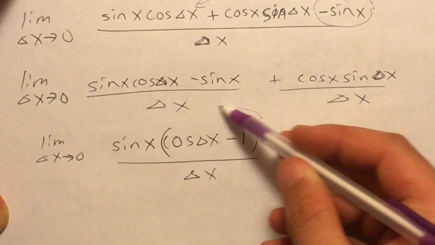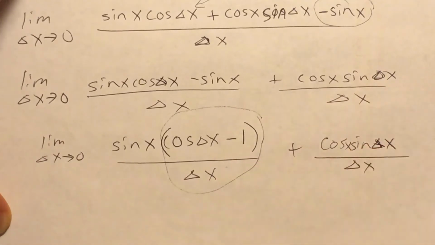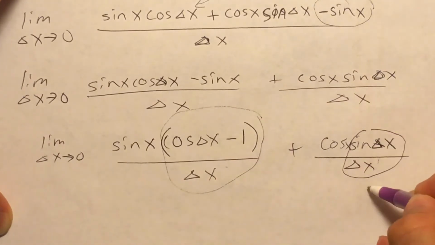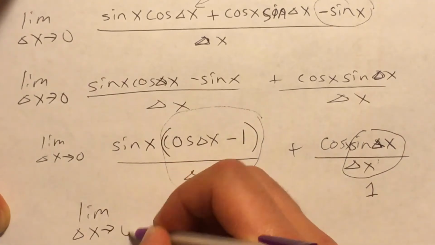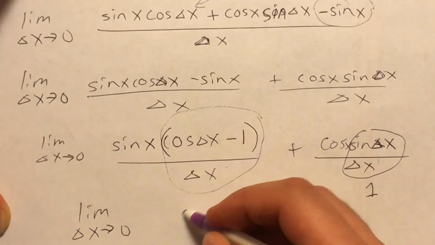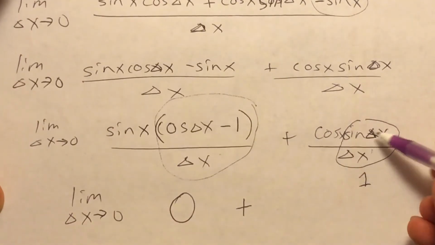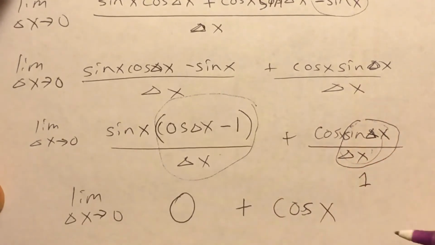Okay, so now you see this is equal to 0, and then right here this sine of delta x over delta x is equal to 1. So if we simplify further, we get sine of x times 0, which is 0, and then plus cosine of x times 1, which is cosine of x. So 0 plus cosine of x is cosine of x, and there you have it.